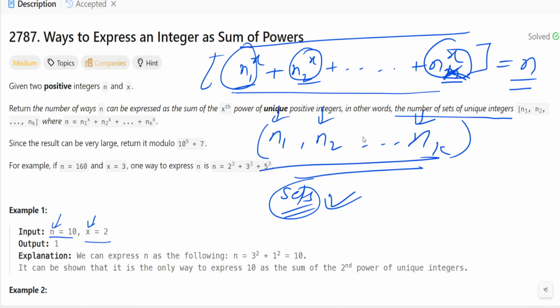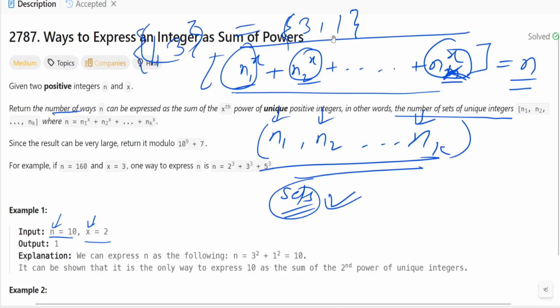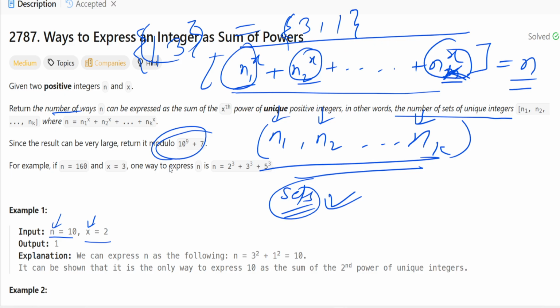Order doesn't matter here, because we need to find the number of ways. For example, if we have 1 and 3, it is the same as 3 and 1. So we will return the count modulo 10 to the power 9 plus 7, so we have to take the modulo also.